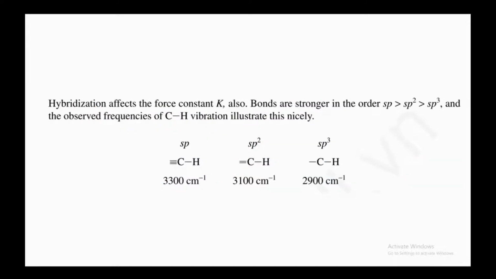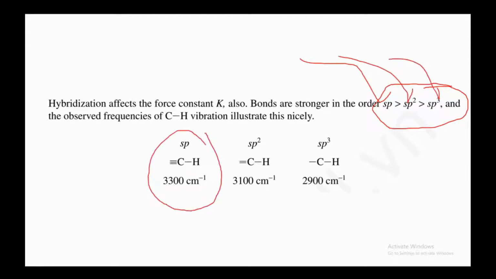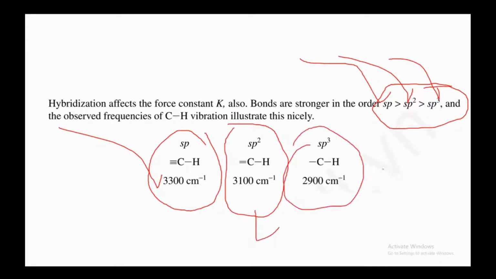Hybridization affects the force constant K. Also, bonds are stronger in the order sp, sp2, sp3. So sp will appear at the highest frequency, then sp2, and then sp3. For example, this alkyne triple bond CH will appear at the highest frequency, 3300 per centimeter. sp2 will appear at 3100, and sp3 will be lowest. So this is lowest, this is highest, and this is medium.